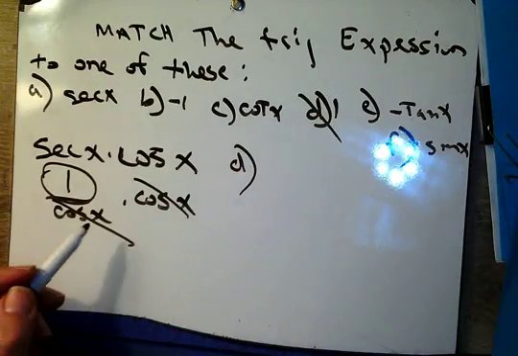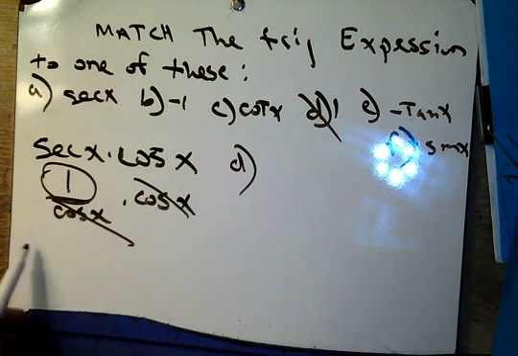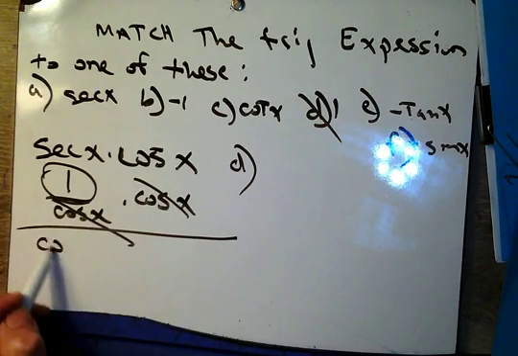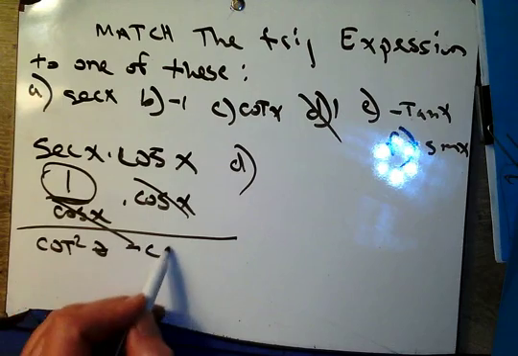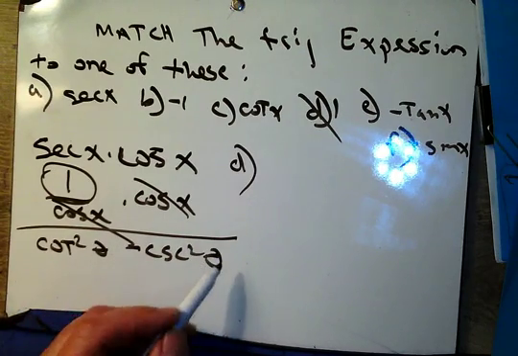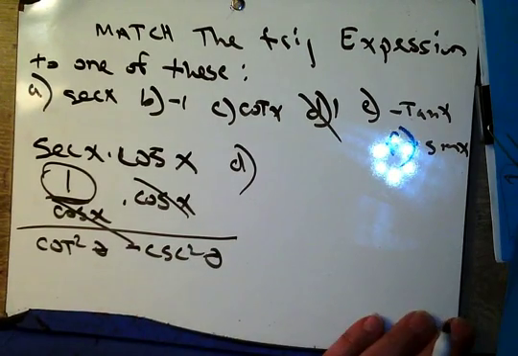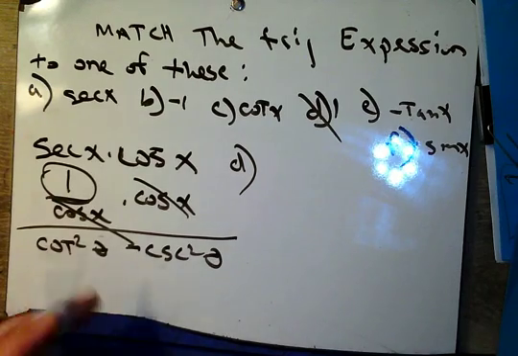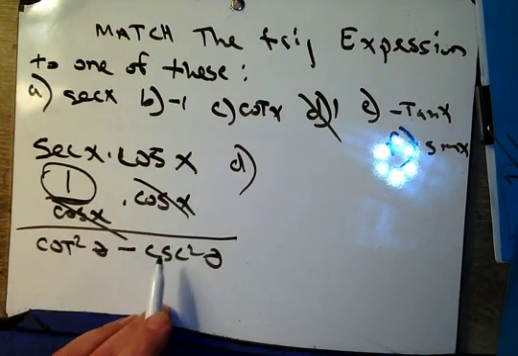All right, how about this one? Cotangent squared theta minus cosecant squared theta. What can we simplify that with? Well, you know, there's a bunch of things we can do.